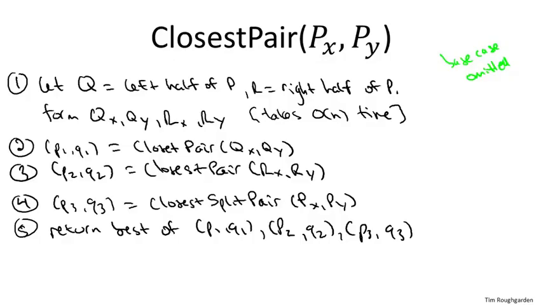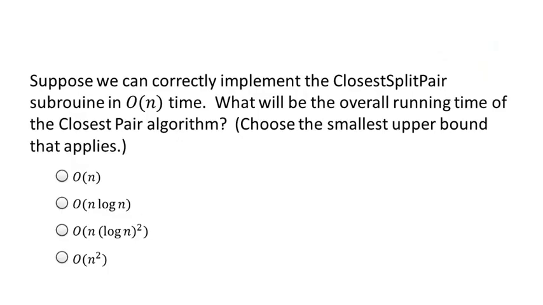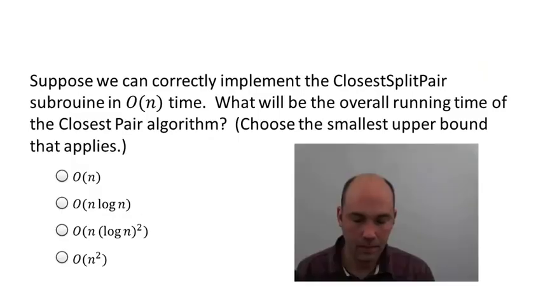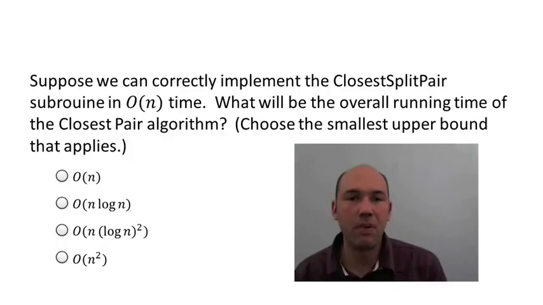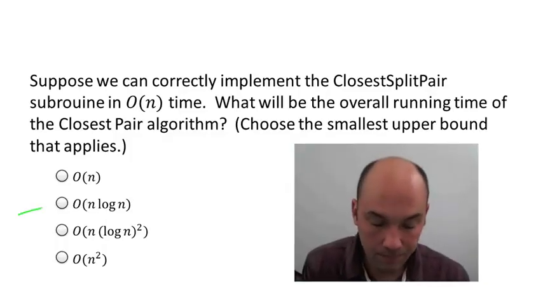Now, what about the running time? The running time of the closest pair algorithm is going to be in part determined by the running time of closest split pair. So in the next quiz, I want you to think about what kind of running time we should be shooting for with the closest split pair subroutine.